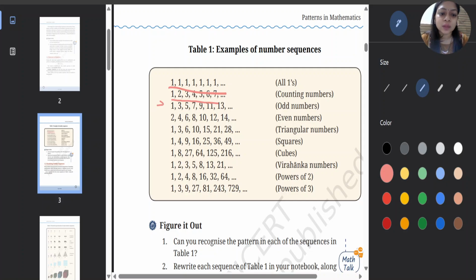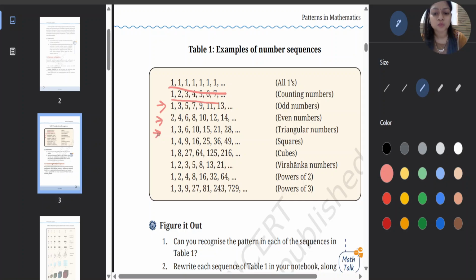Then you can see the odd numbers like 1, 3, 5, 7, 9, and so on. Then you have an even number sequence 2, 4, 6, 8, 10, 12. The numbers which are divisible by 2 form the sequence. Then you have triangular numbers. Triangular numbers are basically when you form a triangle and then you try to form another triangle.